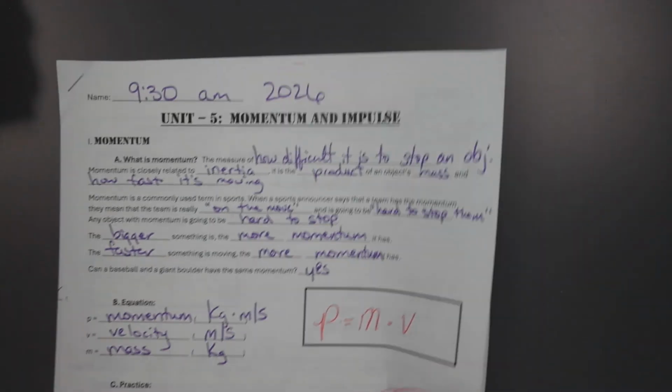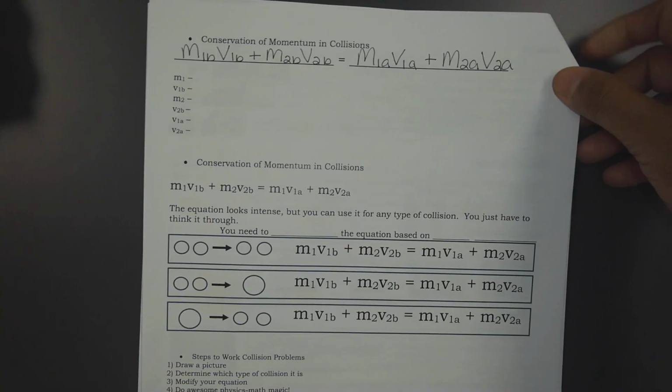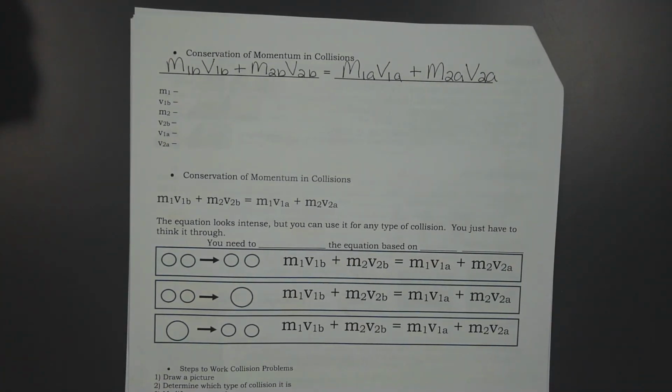Here we go. Notes. Notes look like this, and we left off over here on this page. This is our last equation. There's only 3 equations. It's actually a really small unit. So we left off with this conservation of momentum, saying that the amount of momentum that's occurring before a collision equals the amount of momentum after a collision.